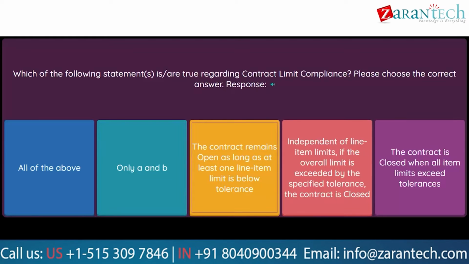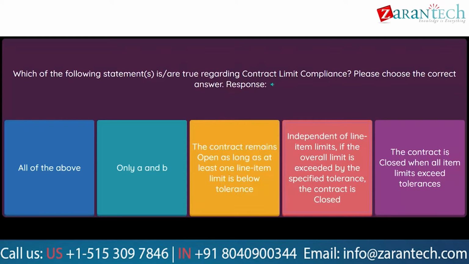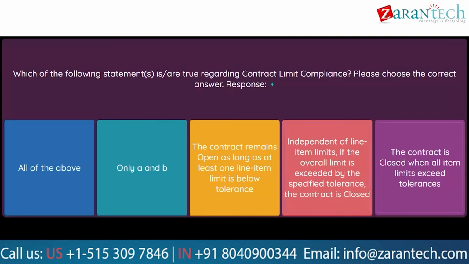Option 3, the contract remains open as long as at least one line item limit is below tolerance. Option 4, independent of line item limits, if the overall limit is exceeded by the specified tolerance, the contract is closed. Option 5, the contract is closed when all item limits exceed tolerances.